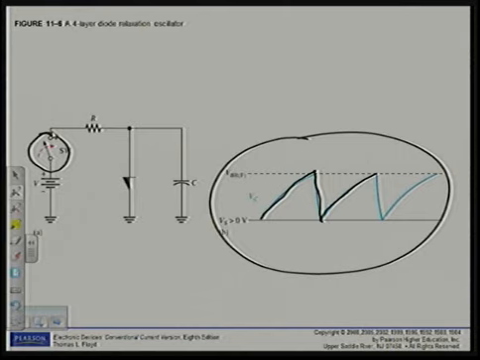Alright, that concludes section 11.1, the 4-layer diode, as an introduction to chapter 11. And we will see that the other devices are also based on this basic theory that we have discussed here.